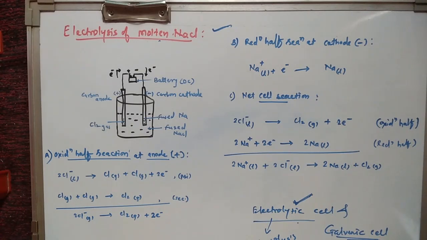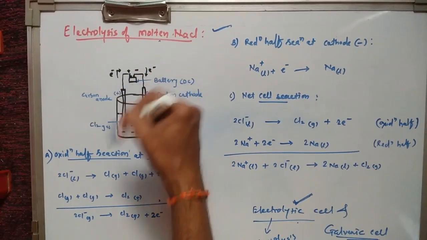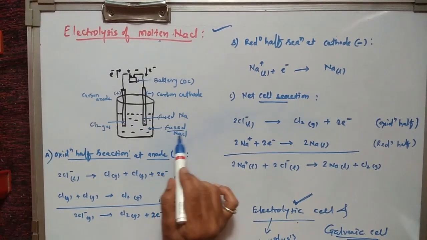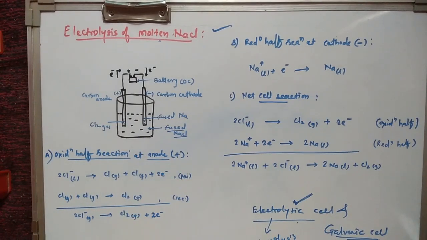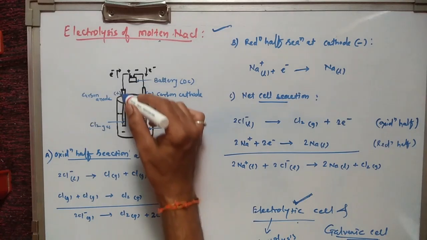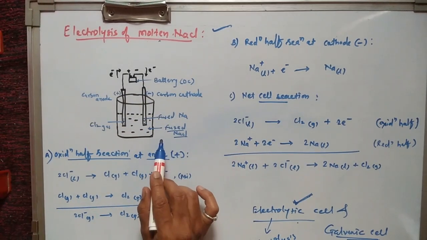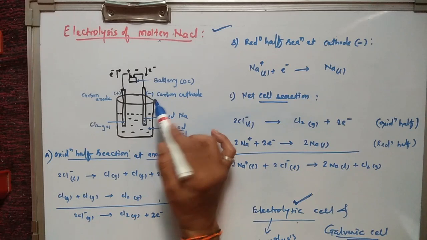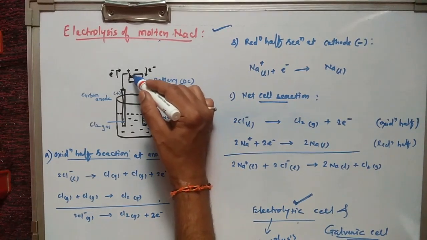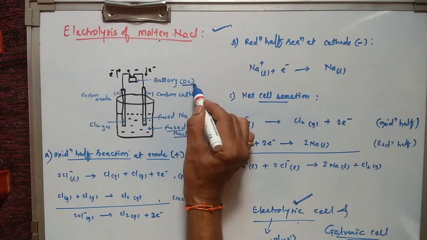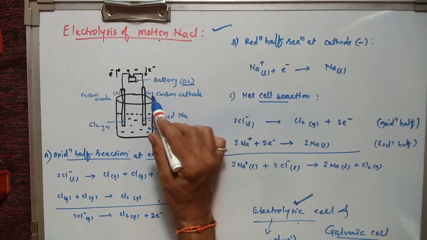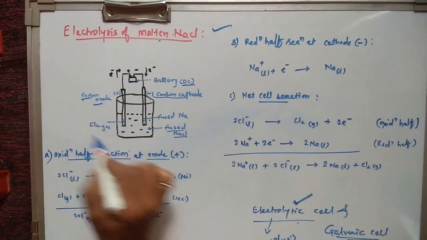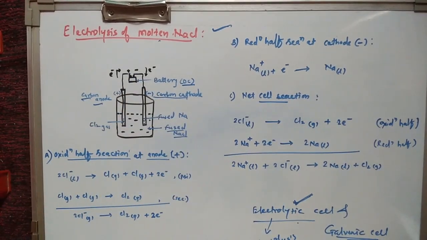Now here, this is the electrolytic cell, a container in which fused NaCl is placed. Molten NaCl or fused NaCl is placed. Two electrodes, that is carbon rods, are immersed in the fused NaCl. The one connected to the negative terminal of the battery or direct electric source is the cathode, and the other is the anode, which is connected to the positive terminal of the battery.